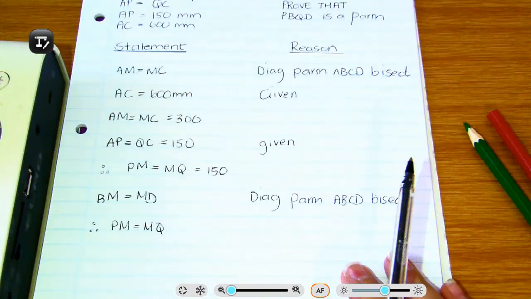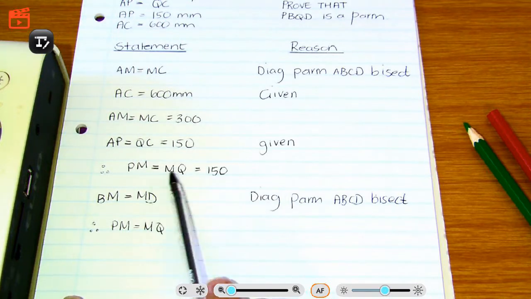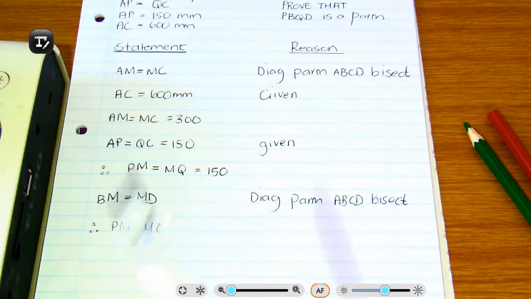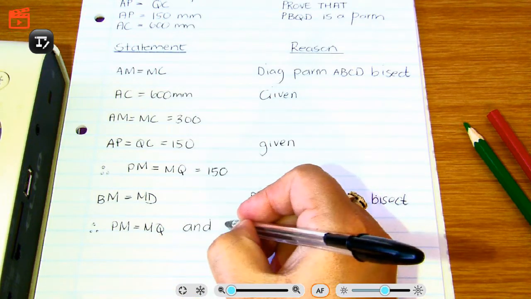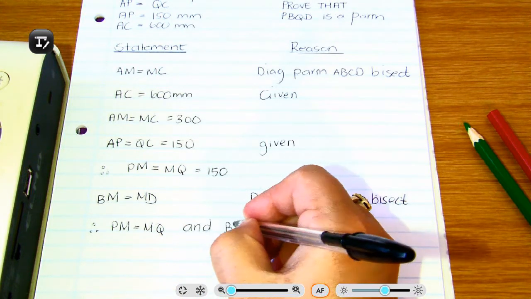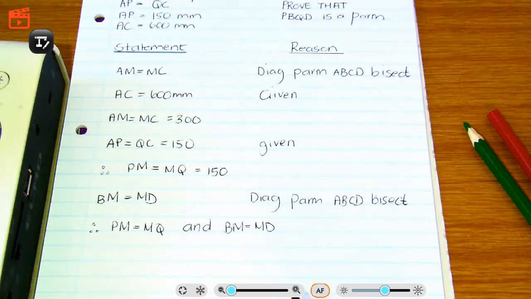Okay, so PM is equal to MQ. We proved that here, they're each equal to 150. And you can see that BM is equal to MD. Okay, so that we've proven. So basically, like I said, the diagonals of the small parallelogram are equal to each other.